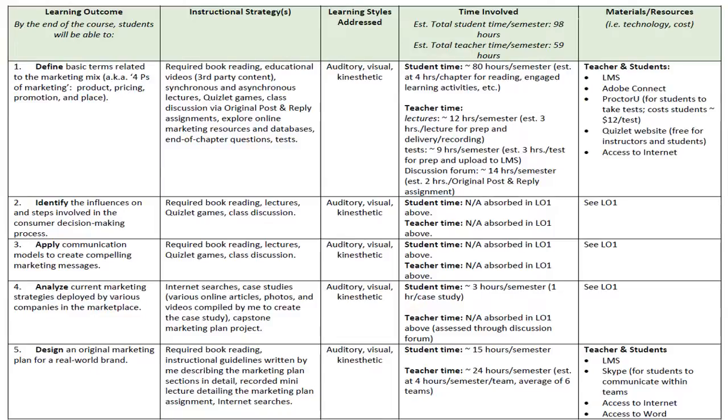Finally, like any good project plan, it's also important to document the time involved for both you and the students, as well as the materials and resources required by both you and the students.